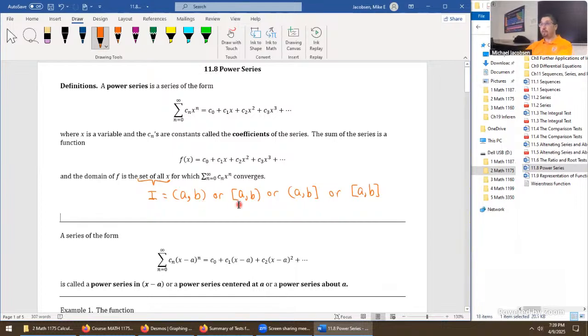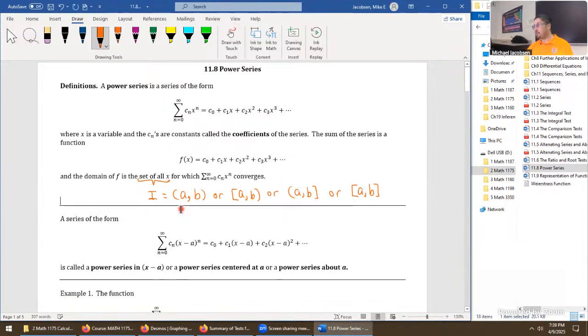Or does it converge on one boundary value A, but not the other? Or B, but not the other as well? Or it could converge on both boundary values. The ratio test is going to help us with some of that, but it never helps on the boundary values. That's the weird thing about these kind of problems.